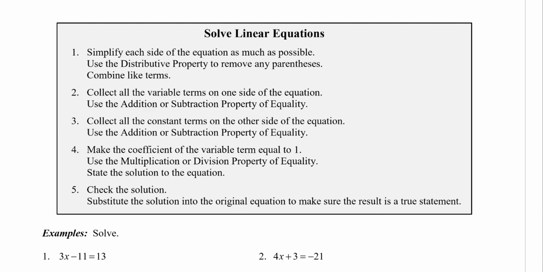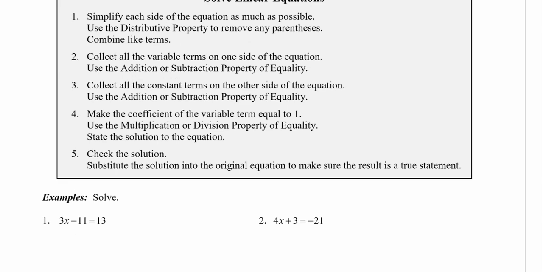So let's look at example number 1. We have 3x minus 11 equals 13. Notice each side of the equation is as simple as it can be so far. We don't have to combine like terms or use the distributive property, as indicated in the table for step number 1. Step number 2, which would tell us to get all the variable terms on one side of the equation, well, this equation only has 3x as the only variable term, so that's taken care of.